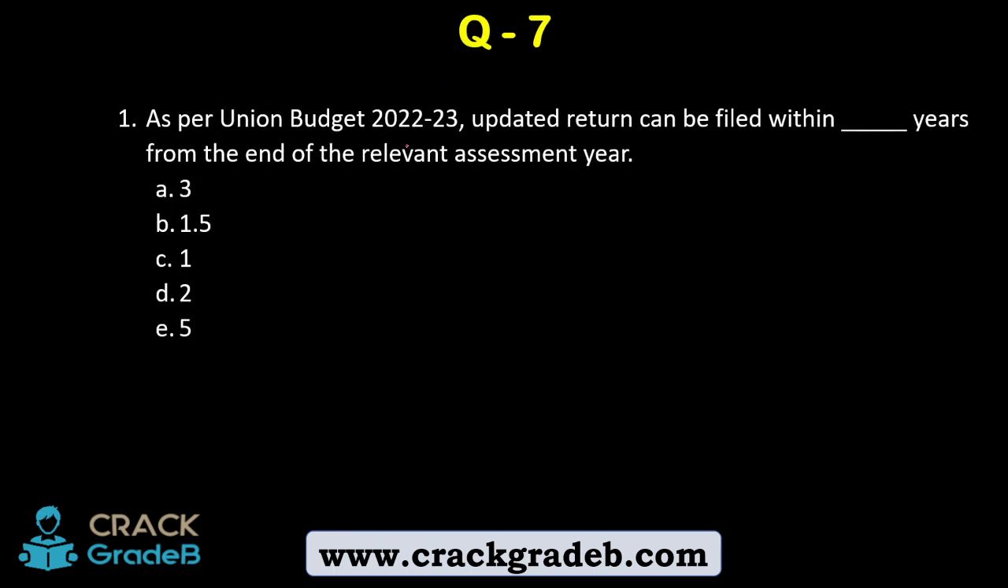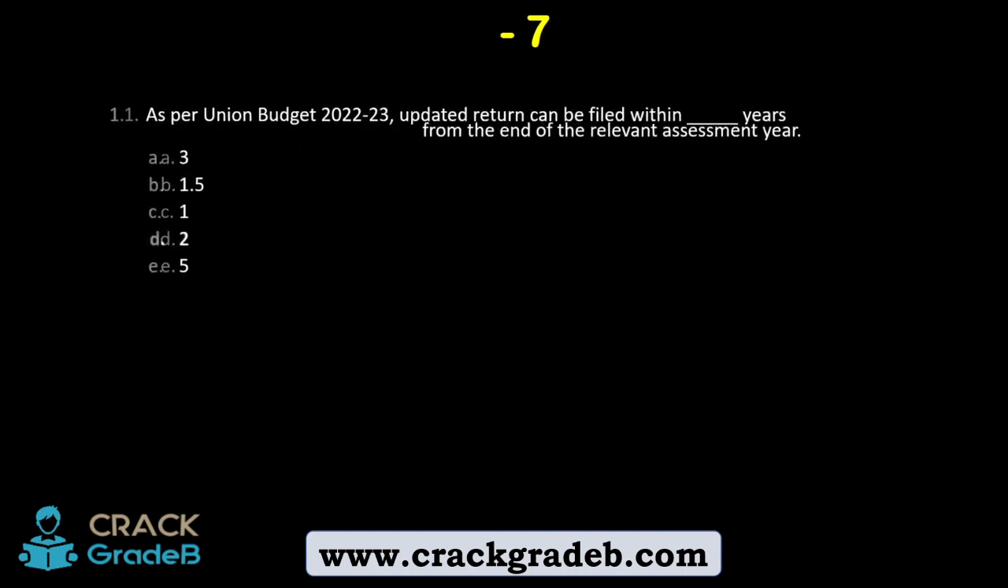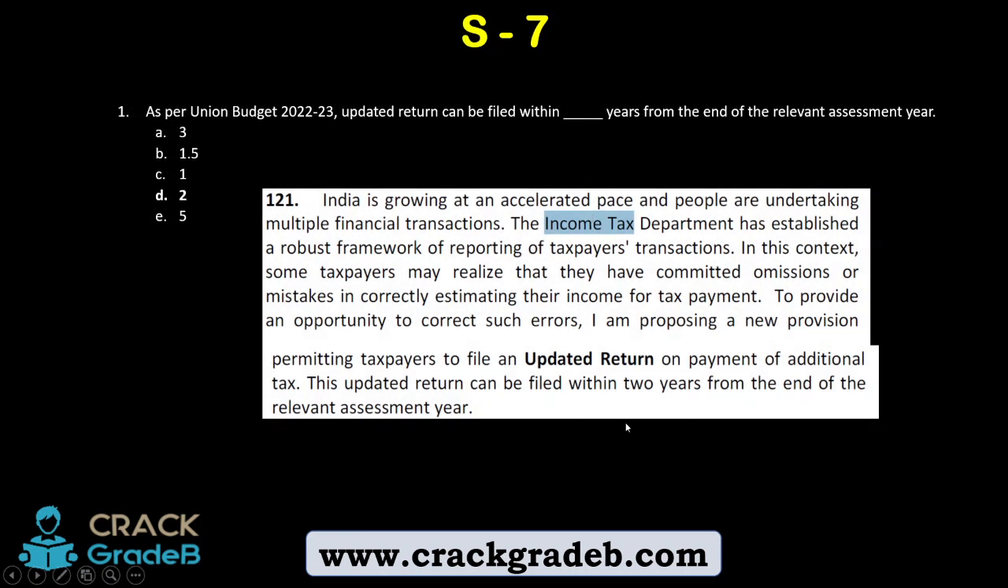As per Union Budget 22-23, an updated return can be filed within dash years from the end of the relevant assessment year. Okay, so it's about income tax. Let's move forward. It's 2 years. 2 years from the end of the relevant year. So what does it mean?